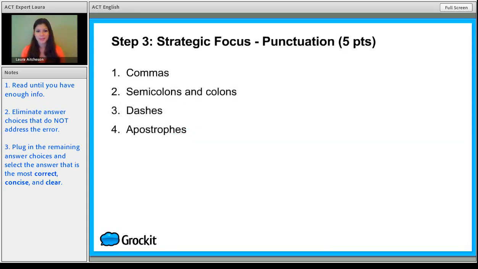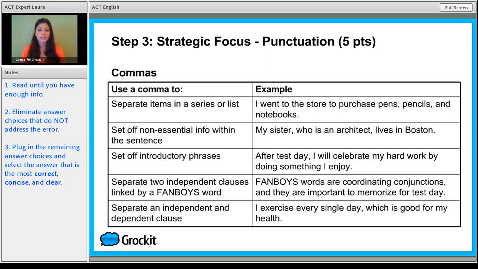On to punctuation. For punctuation, there are 4 things that you need to know, starting with commas. So these are your 5 options. You can use a comma to separate items in a series or list, set off non-essential info, that's called an appositive, set off intro phrases, separate 2 independent clauses linked with a FANBOYS word. And actually, let's go ahead and write that out for you. And then your final option is separate an independent and dependent clause.